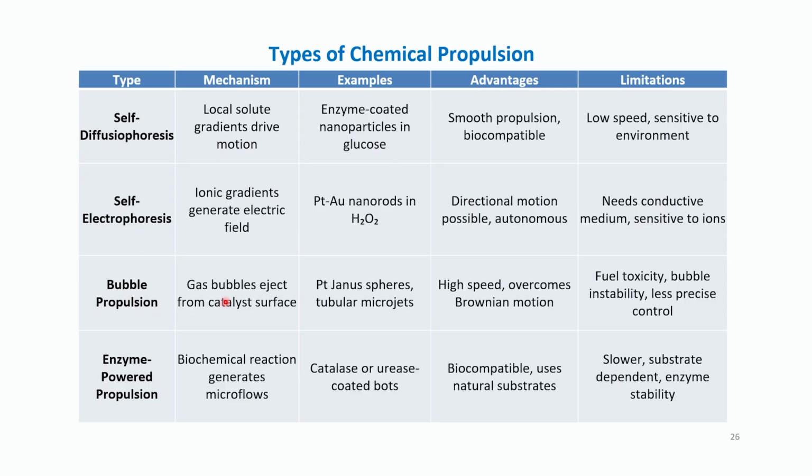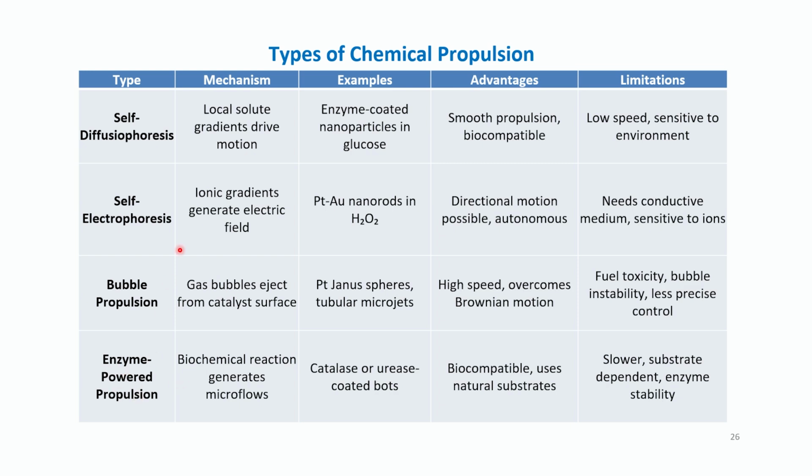Then bubble propulsion, where the mechanism is gas bubbles are ejected from the catalyst surface. Examples being platinum Janus spheres and tubular microjets. Advantages: high speed and this overcomes Brownian motion. Limitations are fuel toxicity, bubble instability, and less precise control.